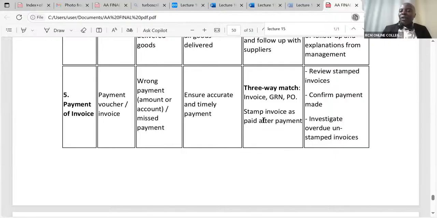So on the other side of the coin, when I come in as an auditor, I will ask for all the stamped invoices. Of course, it can't be all of them. I can go for a sample. And then I'll review the stamped invoices. Confirm payments made through the bank on a sample basis. If you're telling me you paid Dr. Aura here, I'll ask for the bank statement and look for Dr. Aura and see whether the payment was made. Investigate overdue and stamped invoices.